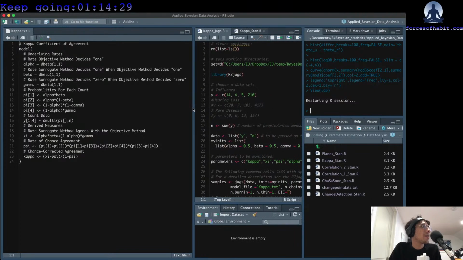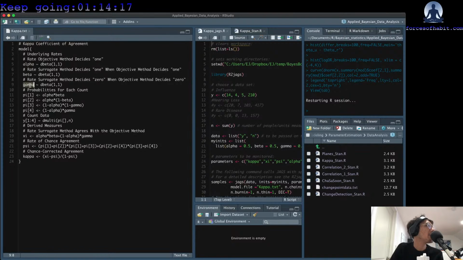So let's start by just looking at the model. We want to specify alpha, beta, and gamma, each of which are beta distributions. Then the probabilities for each count. So pi 1, which is A, B, C, and D, is equal to alpha times beta, etc.